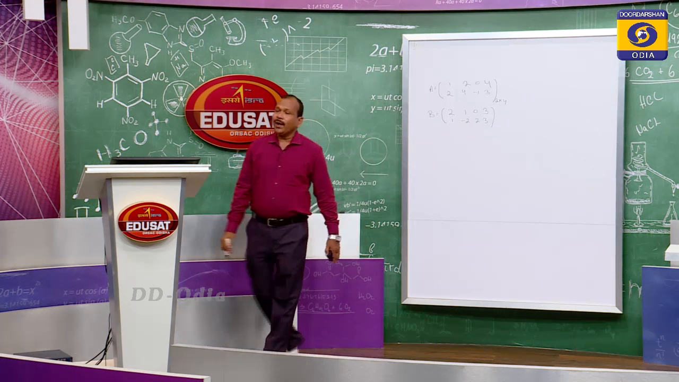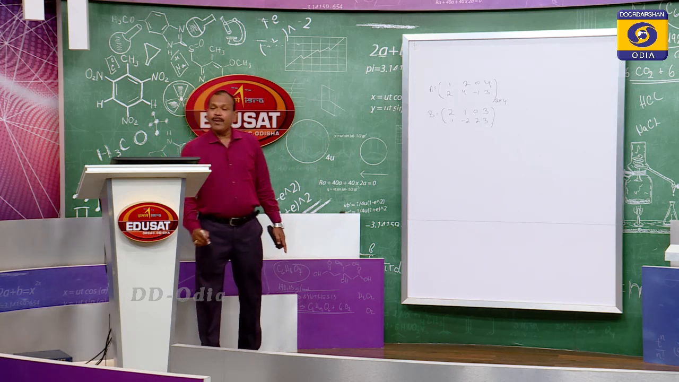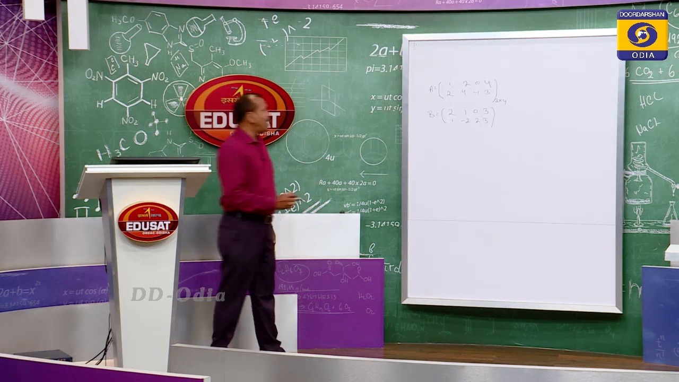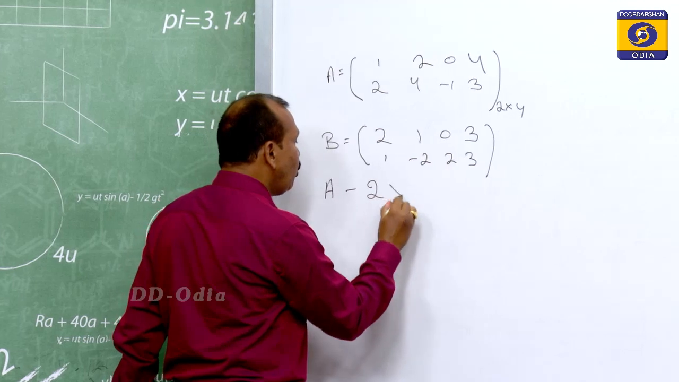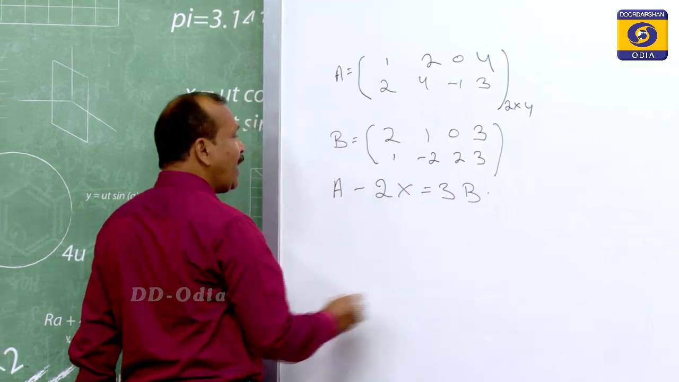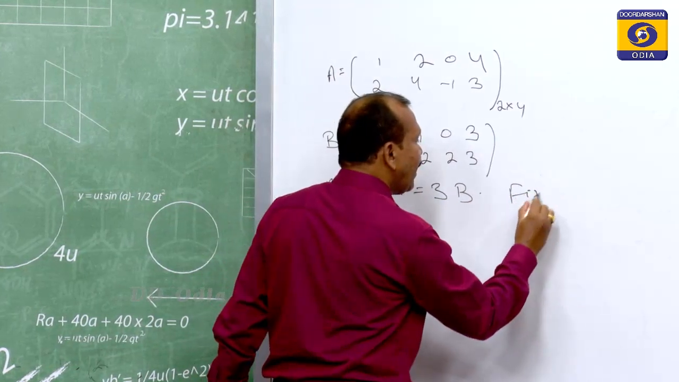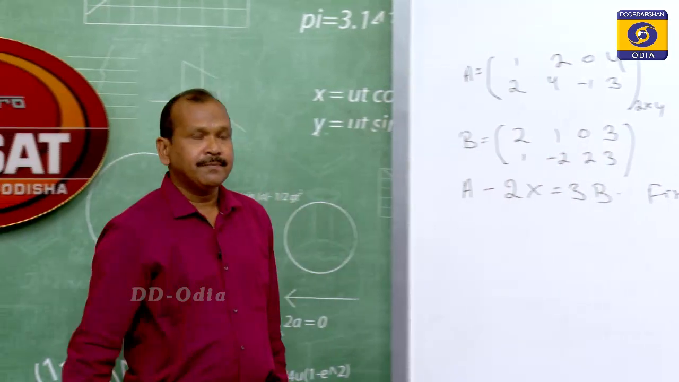We have to find, both A and B are 2 cross 4 matrices. We have to find x such that A minus 2x is equal to 3B. Find the x matrix.